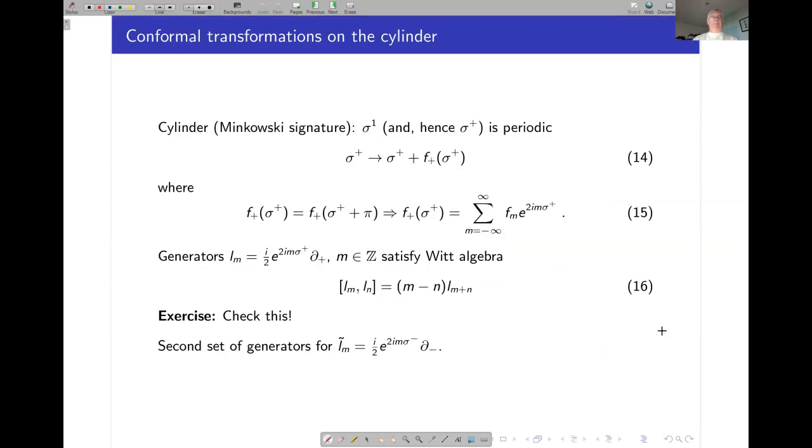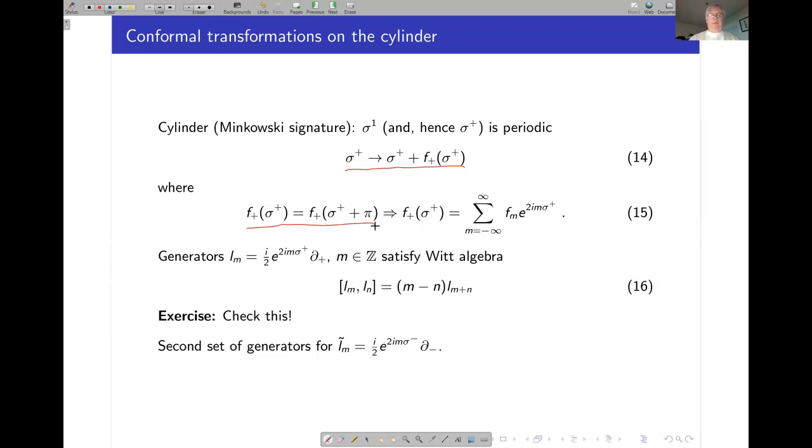Good, but now I'm back on the cylinder in Minkowski signature and would like to somehow parametrize the conformal transformations. Here I write down the general conformal transformations. The function f plus is an arbitrary function of sigma plus, arbitrary except that it must be periodic, because sigma 1 is periodic for the closed string, and therefore sigma plus is also periodic.